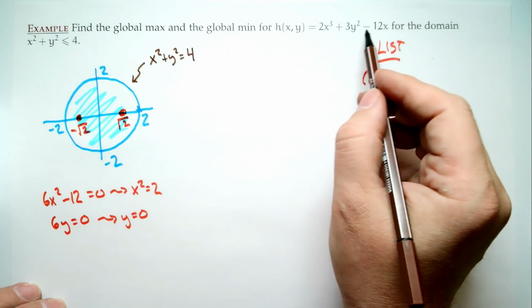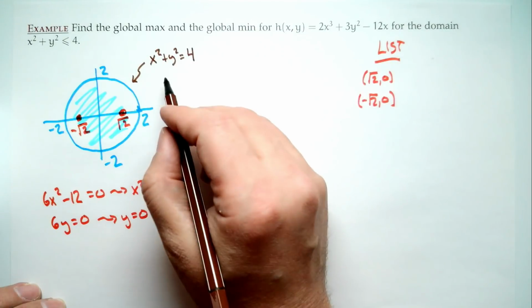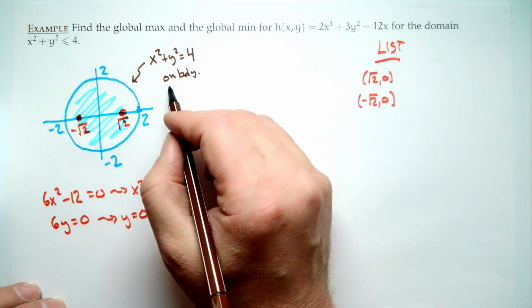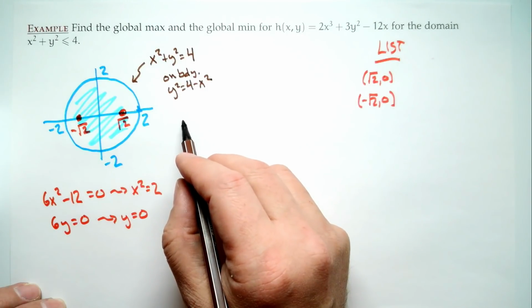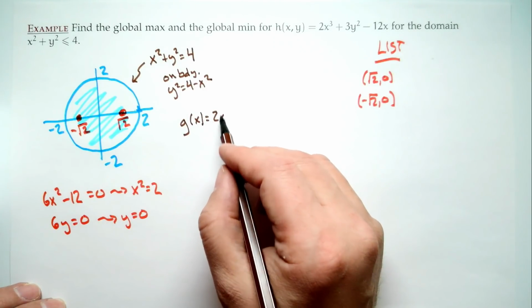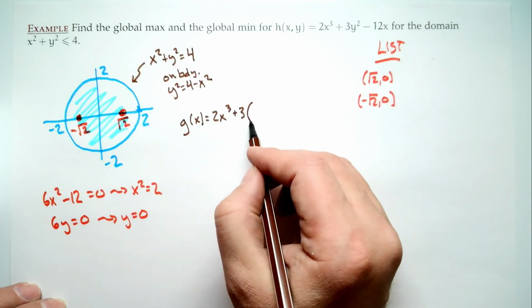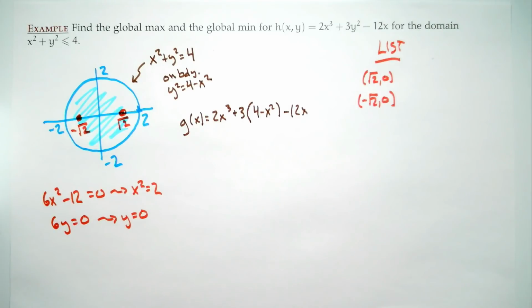Notice in our function, we only have one single y, and it shows up as y squared. So on the boundary, we can say that y squared is 4 minus x squared. So our function becomes the following. I'll call it just a function just of x. It will be 2x cubed plus 3 times 4 minus x squared minus 12x. So that's how the function behaves on the boundary. I can completely describe its behavior just in terms of x, because I'm able to use information about the boundary to reduce a variable.